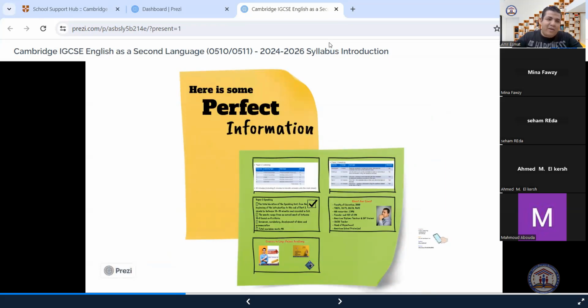Either for 0510 or 0511, 0993 or 0991, you have the same framework of the test. You have reading and writing in one paper, paper 1, listening in another paper, paper 2, and speaking in the third paper, paper 3. So we write the code of the test, then you write which paper it is, P1 or P2 or P3, as an examiner for sure.